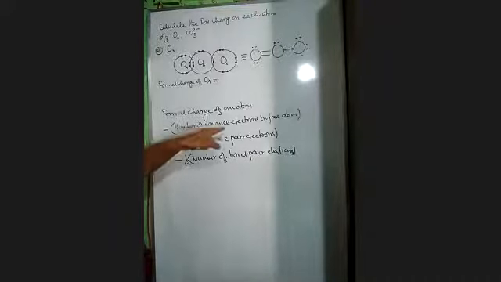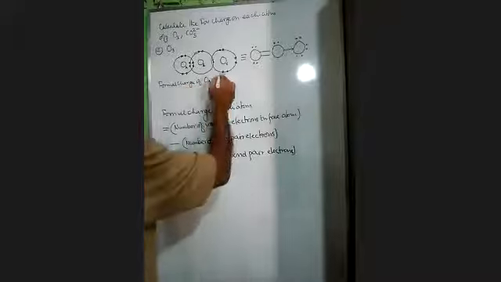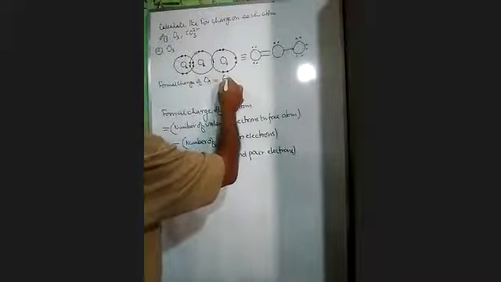Charge of oxygen A. What does it say? Number of valence electrons in free atom. So each oxygen has 6. Number of lone pair of electrons. How many are there? 2 plus 2, 4.